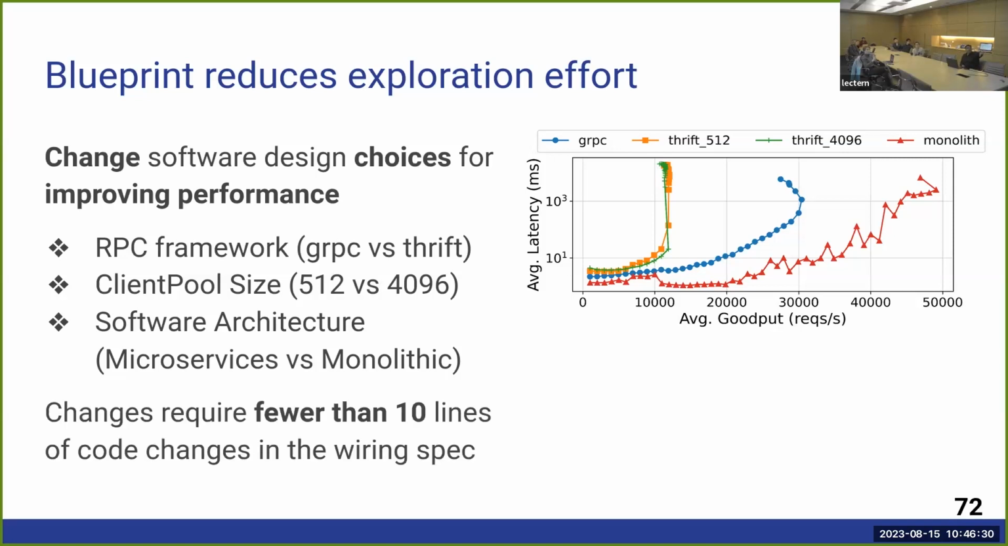And to do all this, you actually need to change fewer than 10 lines of code in the variant specification. For changing the RPC framework and client pool size, it was about 1 line of change. Changing the architecture required about 9 lines of changes. But even after hearing that, I can't read the graph.